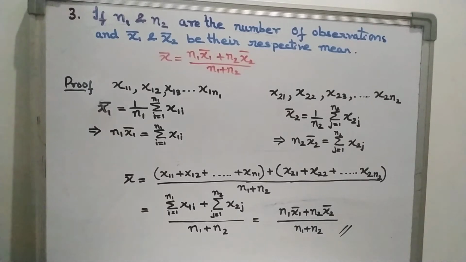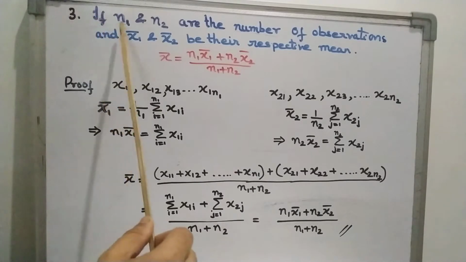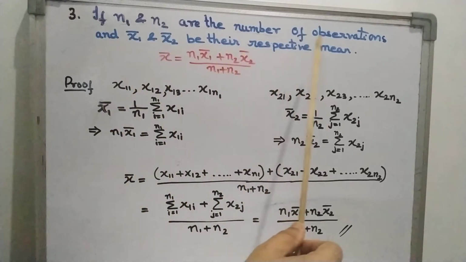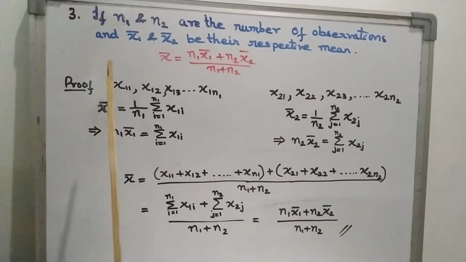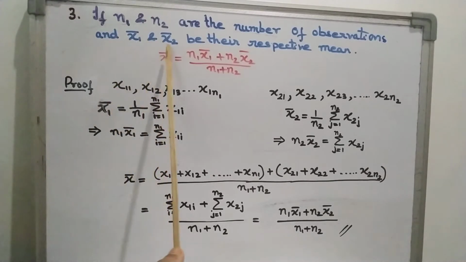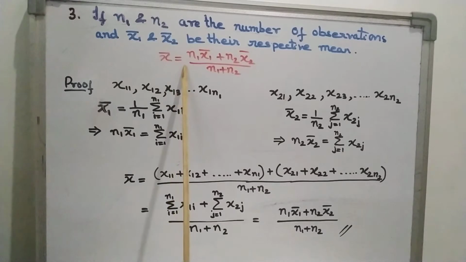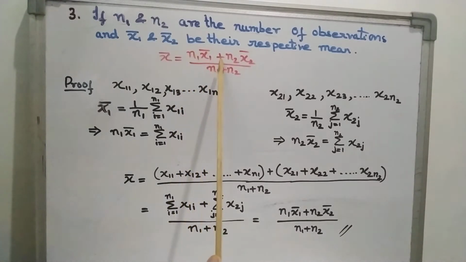Hello student, let's understand the third property of AM, which is the combined AM property. The statement is, if N1 and N2 are the number of observations of the two series and X1 bar and X2 bar be their respective means, then the combined mean, denoted by X bar, is equal to N1 X1 bar plus N2 X2 bar divided by N1 plus N2.